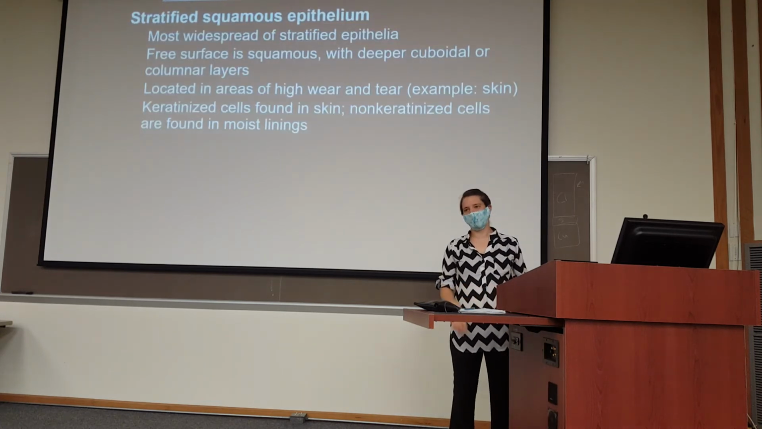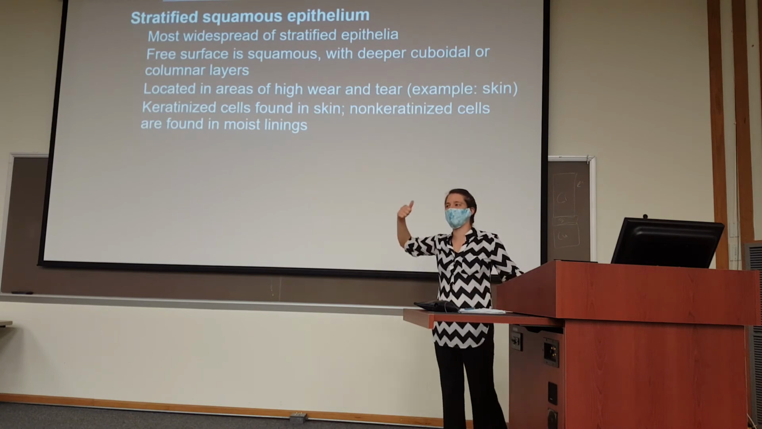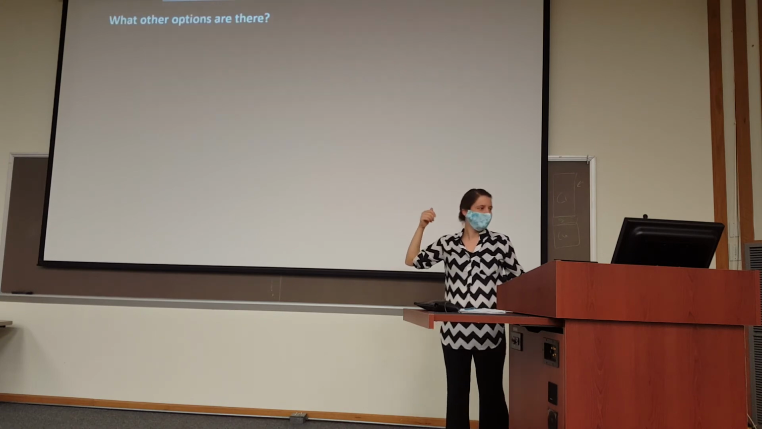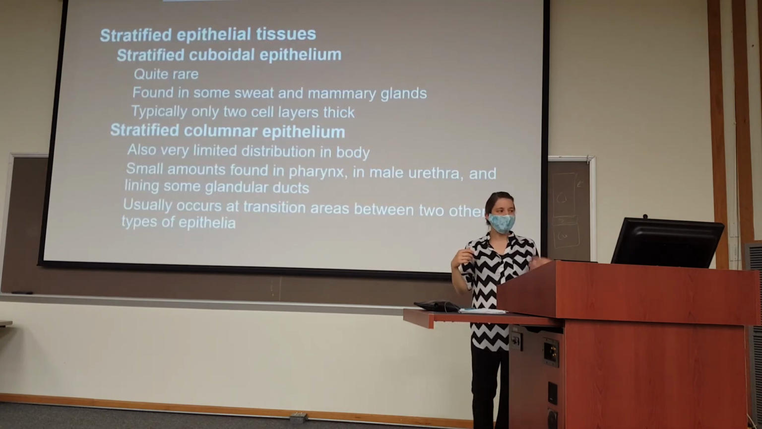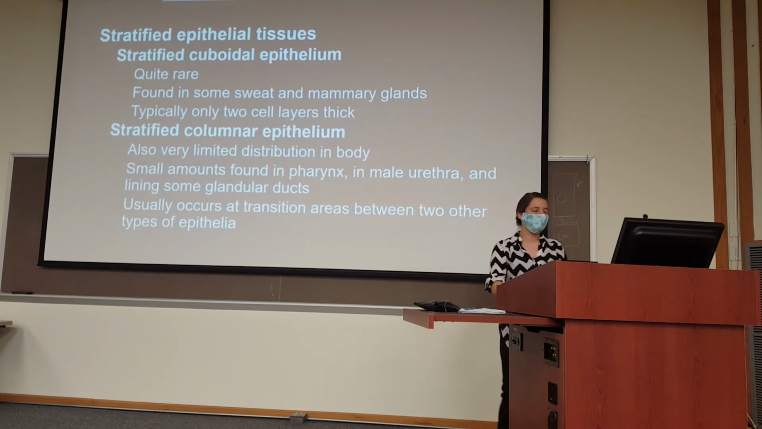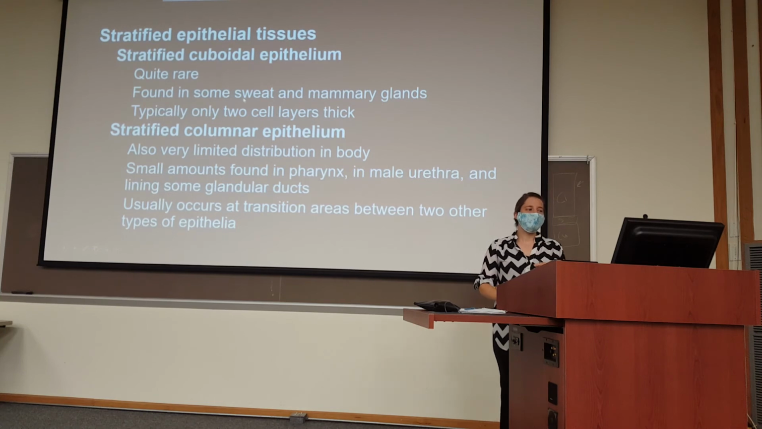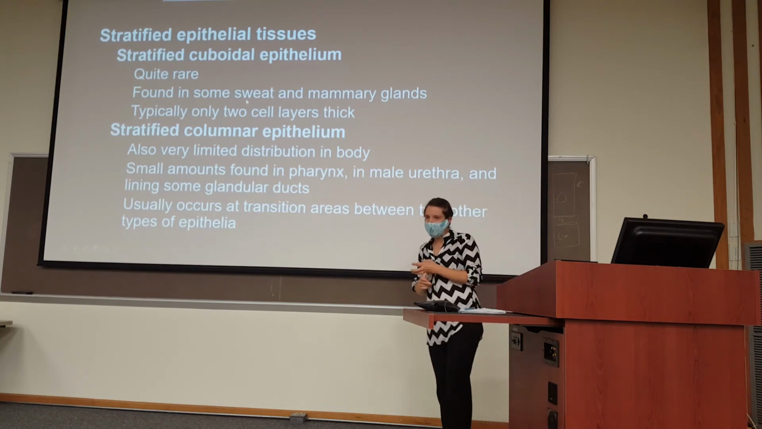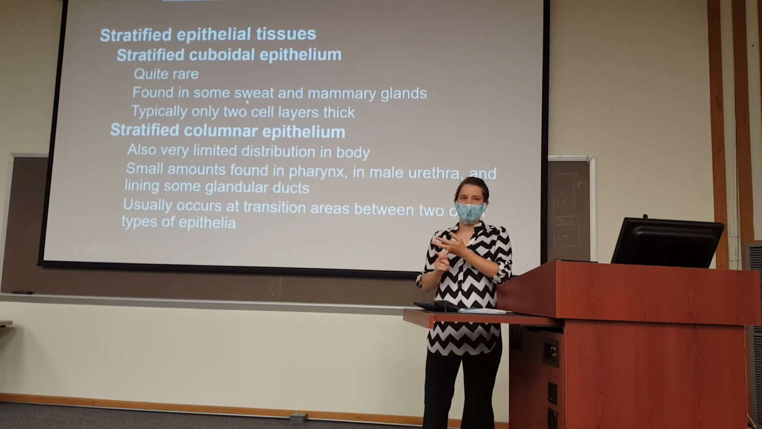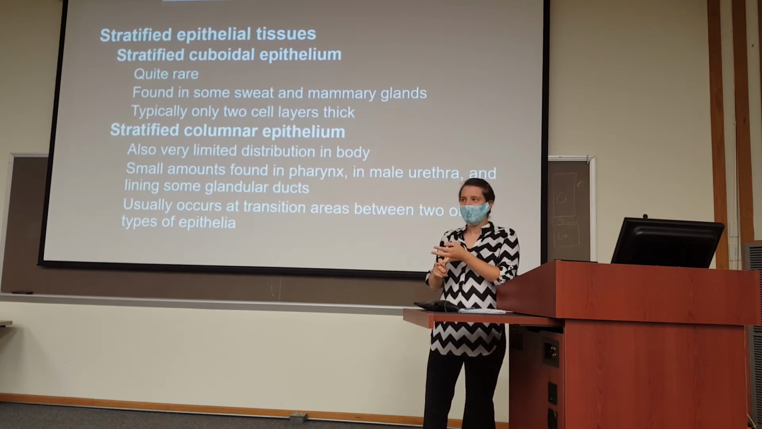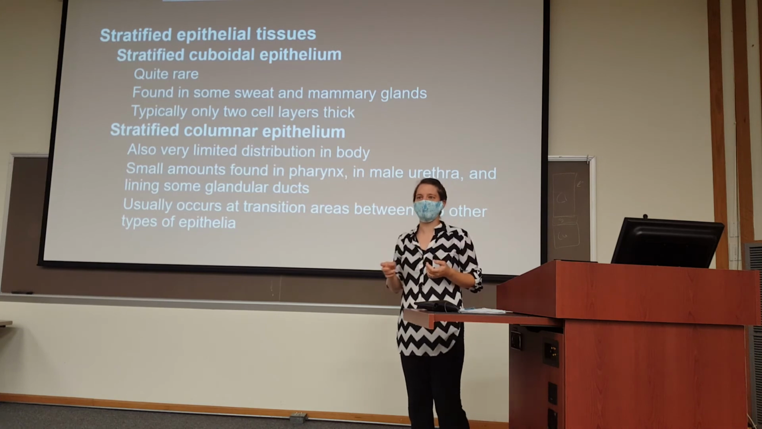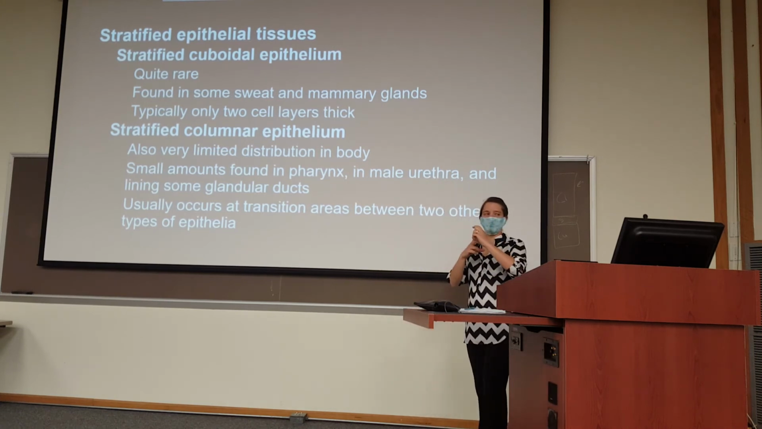Just because of how the human body works, this kind is far and away the stratified squamous, really the popular type. But there are other types. Stratified cuboidal definitely happens. It's found in some sweat glands and some mammary glands, but not all of them. But it has been found. Like, oh hey, that's cool. Typically it's only 2 layers thick.